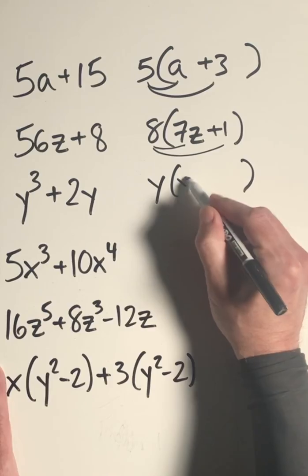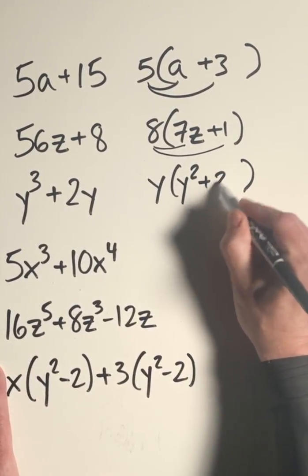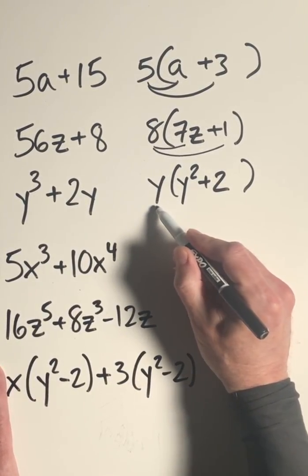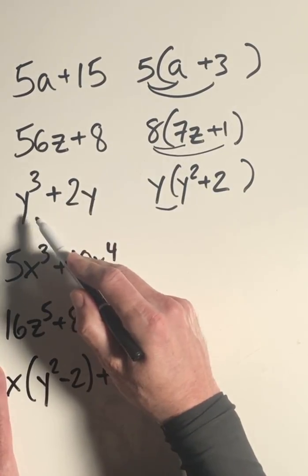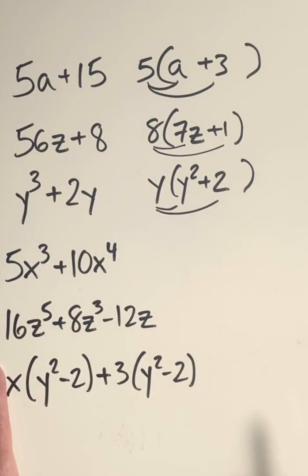Y times y squared will get you y to the third, and y times positive 2 will get you positive 2y. And again, always check by distributing. Y times y squared is y to the third. Y times positive 2 is positive 2y.